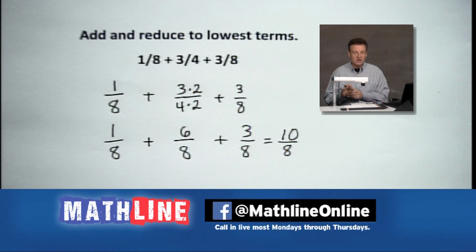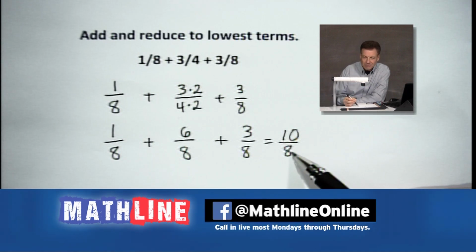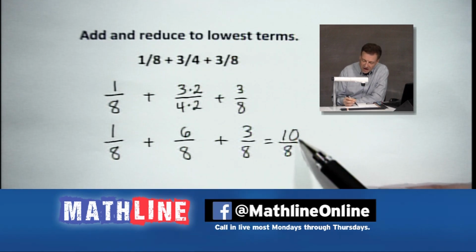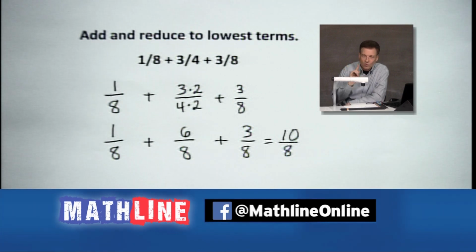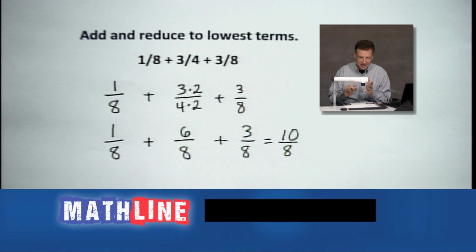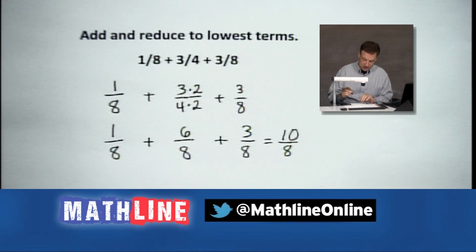Now, let's go a little bit here. A couple of places we can go at this point. We can go ahead and divide 8 into 10. It goes in there one time. I know that because there's an improper fraction. We're going to make a mixed number out of it. But I see something else that we can do.